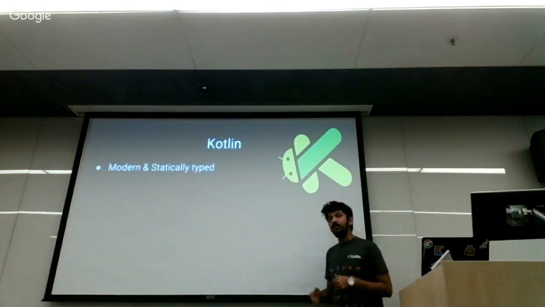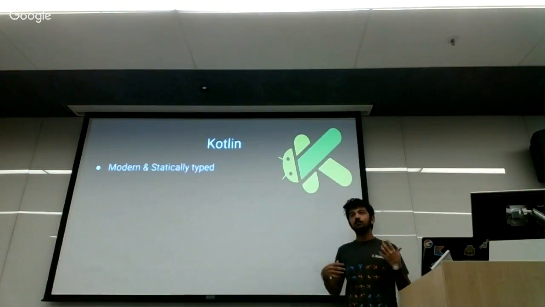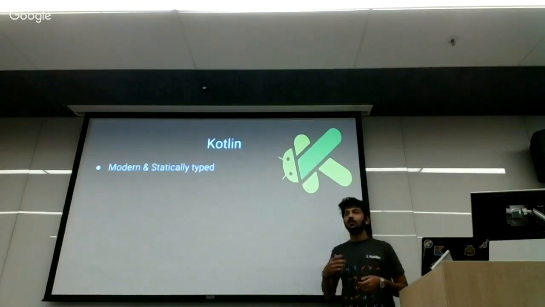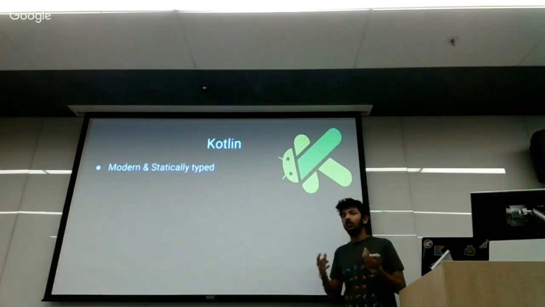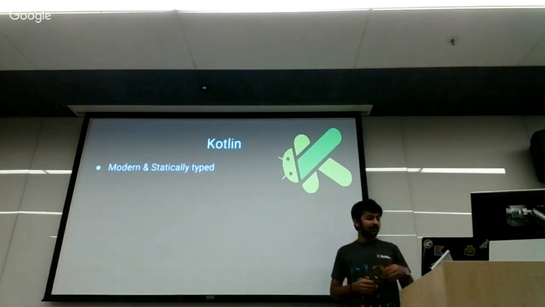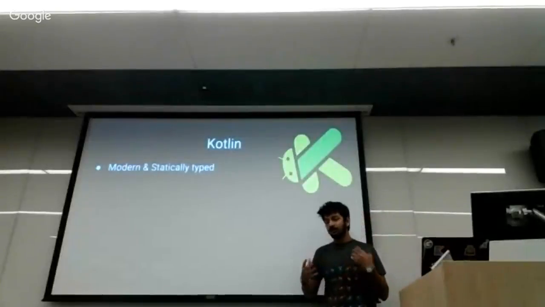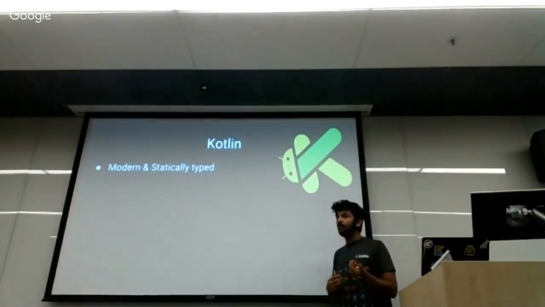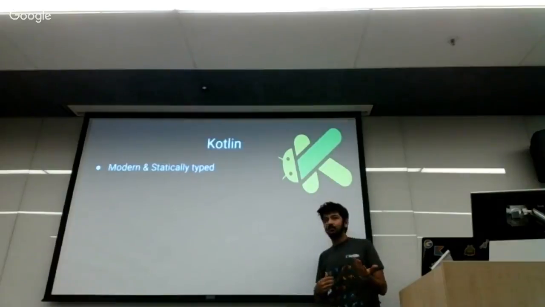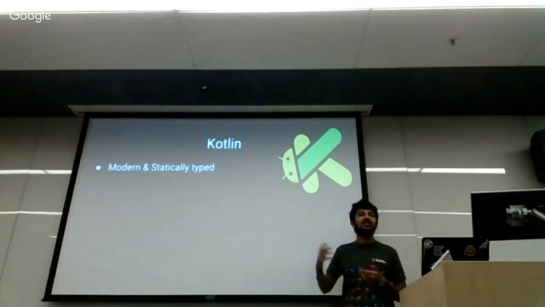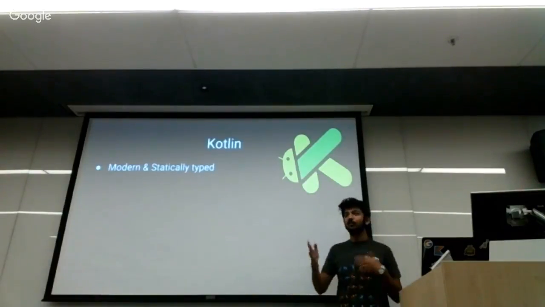So Kotlin is modern. By that it means that it ships with modern features like lambda functions, higher order functions, and whatever new languages like Golang are shipping with. And secondly, it's statically typed. Statically typed means that the type of the variable needs to be determined at compile time itself. That means you don't get surprises at runtime, like you do in JavaScript.